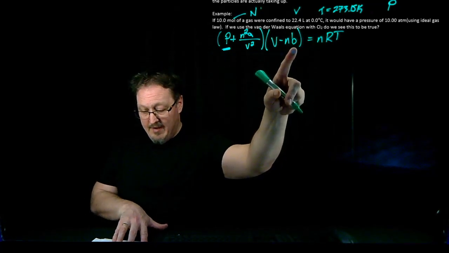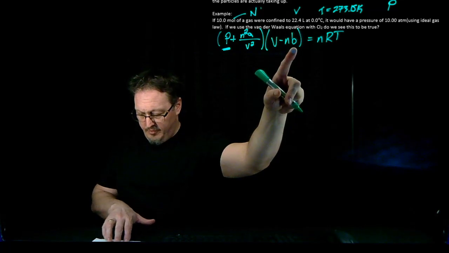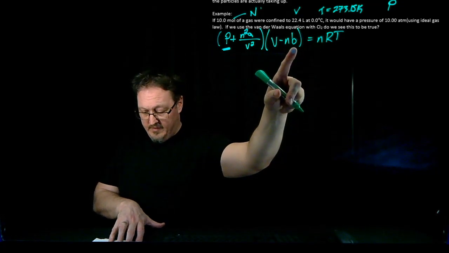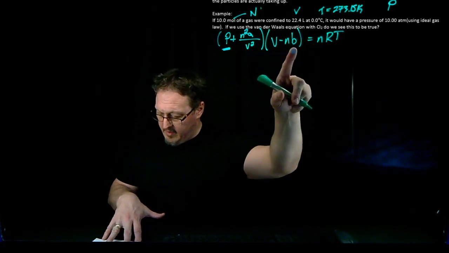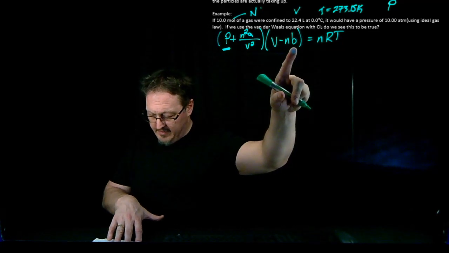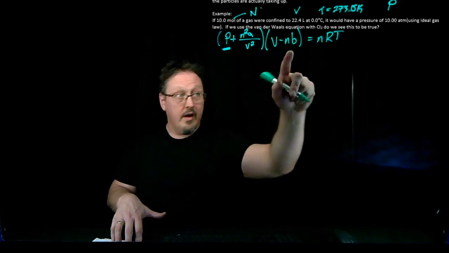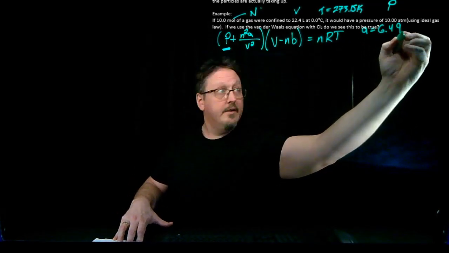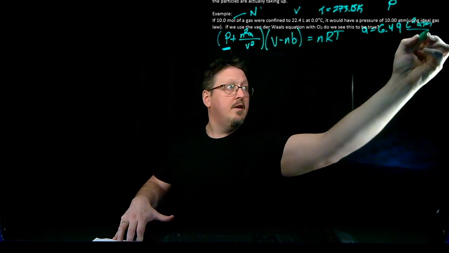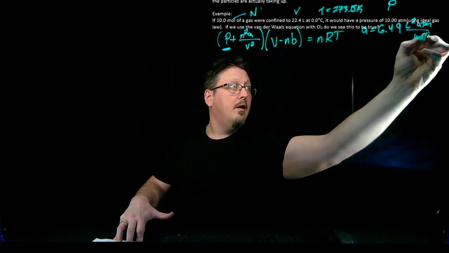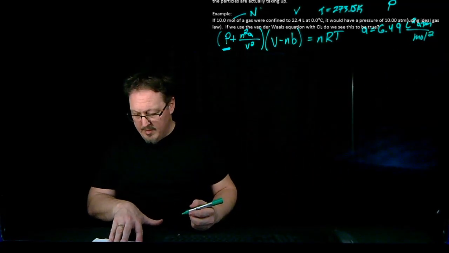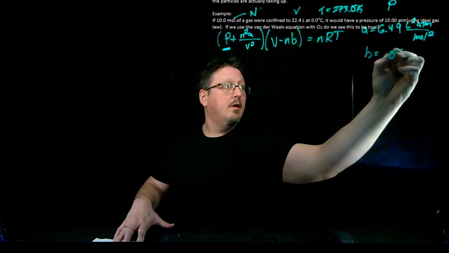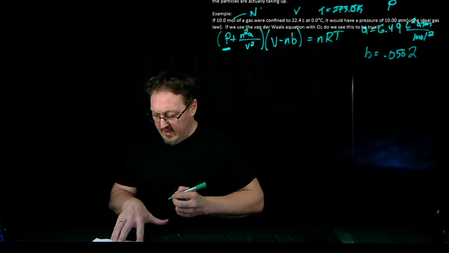I'll tell you that our A value for chlorine is 6.49 liters squared atmospheres divided by moles squared. And my B correction is 0.0562, and that is liters per mole.